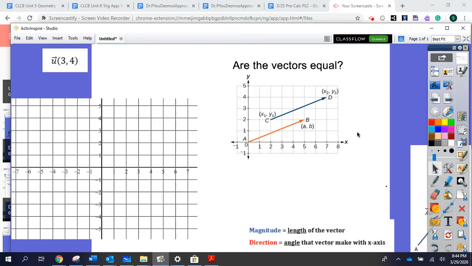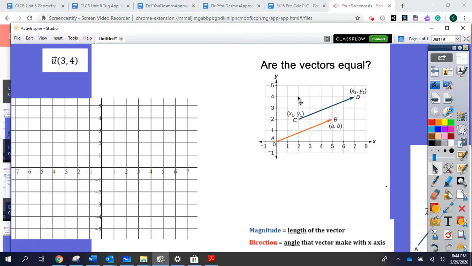We start with a warm-up. Are the vectors equal? So you see here two vectors. We learn that a vector has two basic key features, magnitude and direction. So if you look carefully, the magnitude, the length of the segment, should be equal, and the direction seems to be the same direction. These lines look parallel. So the answer is yes, the vectors are equal.